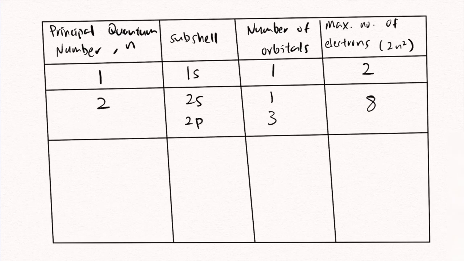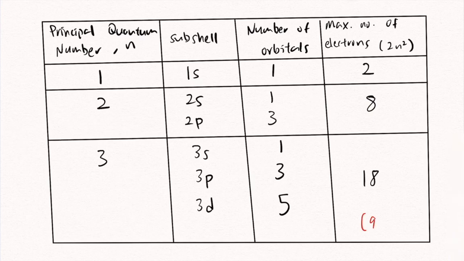In the third principal quantum shell, there will be a 3s subshell, a 3p subshell, and a 3d subshell. The 3s subshell has 1 orbital, the 3p subshell has 3 orbitals, while the 3d subshell has 5 orbitals. In total, the third principal quantum shell will have 18 electrons, since it has a total of 9 atomic orbitals. In the A-level syllabus, we will be mainly tested on the S and P subshells.